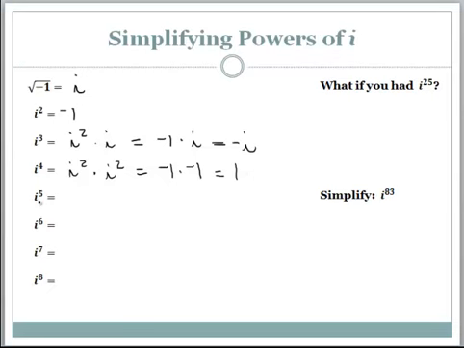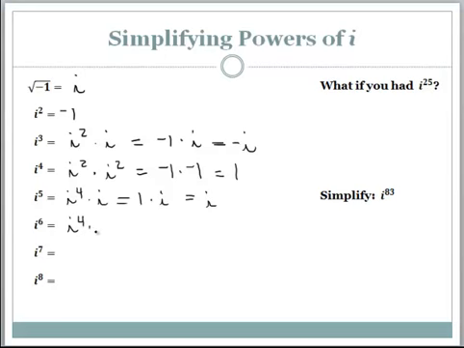Interesting. How about i to the 5th? Could I say that's i to the 4th times i? What's i to the 4th? It's 1. So we get 1 times i, which is just i. So i to the 5th is the same thing as i? Oh my goodness. Okay, how about i to the 6th?